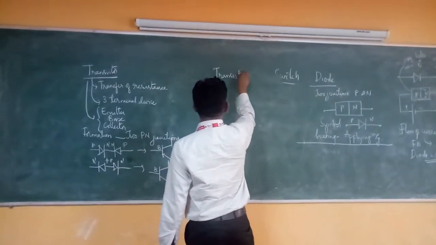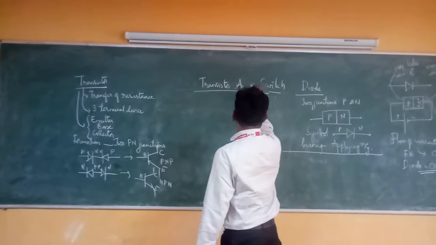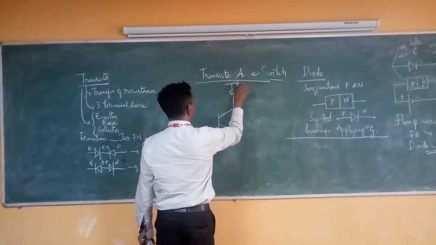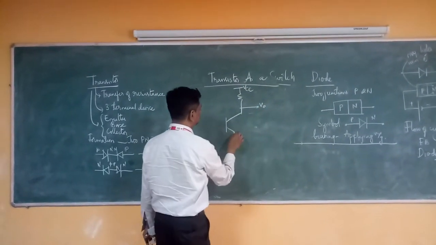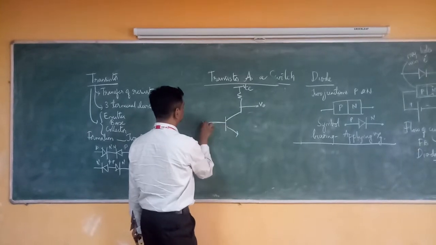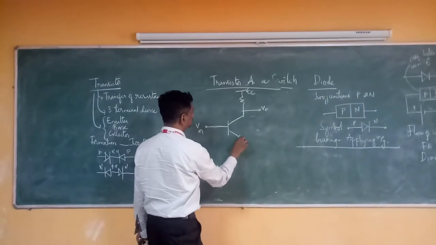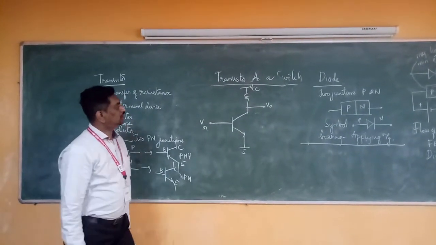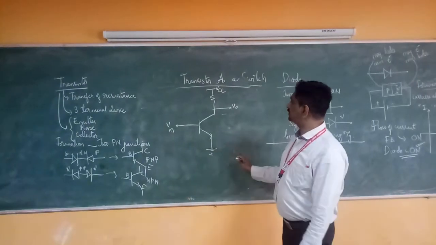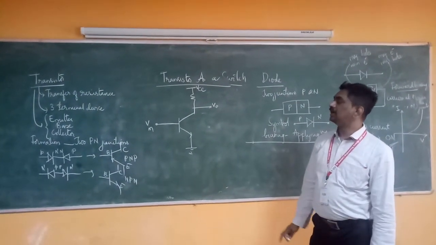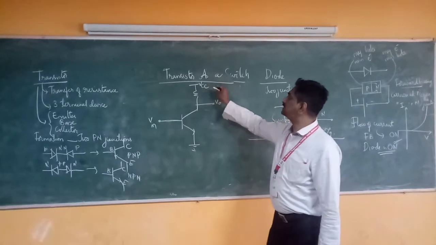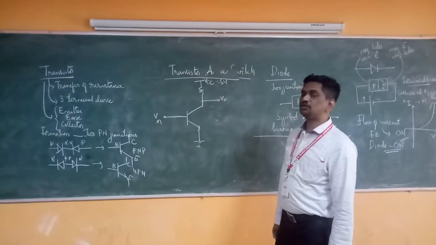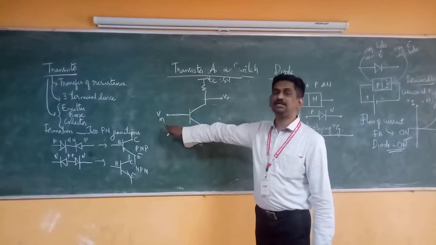In order to show that, here we are going to see the circuit. So this is VCC and V0, and this is Vin. Now here what is happening? It is a simple circuit. Here the supply voltage VCC we are giving as 5 volts. The operation happens whenever Vin is given.